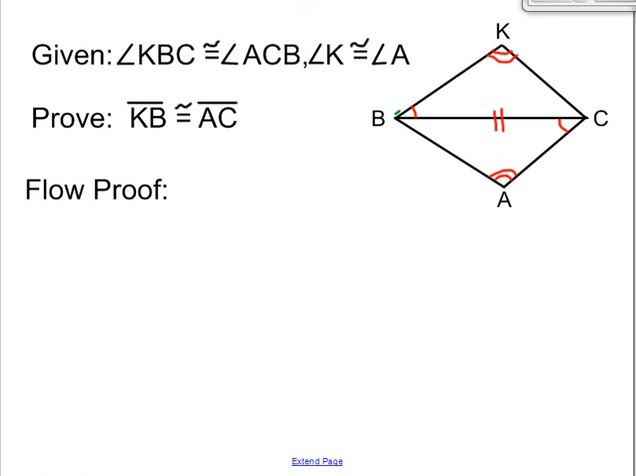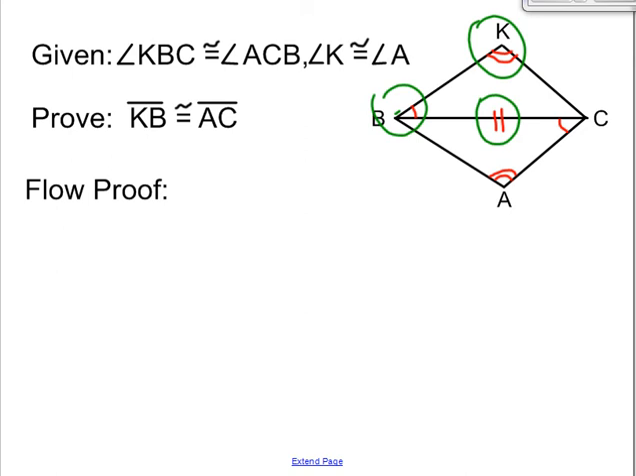So I'll mark that with a congruent. And now what I have is a side and an angle and an angle. Or, said better, I have an angle, angle, and a side. Do I have a theorem that's an angle, angle, side theorem? I sure do. So I can prove, given angle, angle, side, that these two triangles are going to be congruent. And once I prove that the two triangles are congruent, then I know that the corresponding segments are congruent, and therefore segment KB is going to be congruent to segment AC. So let's go ahead and do this one.